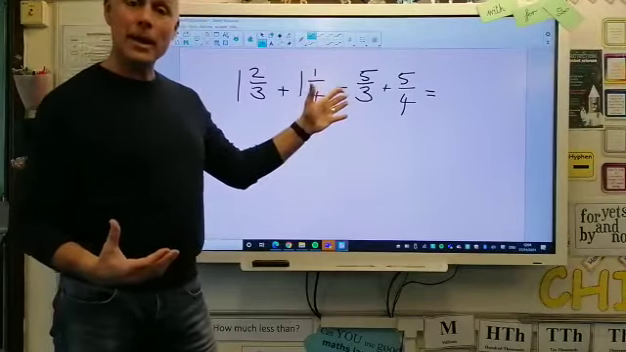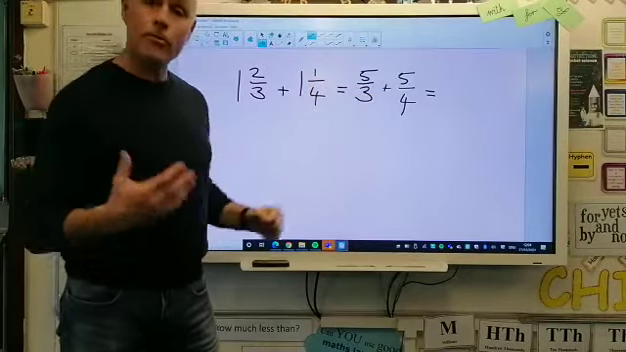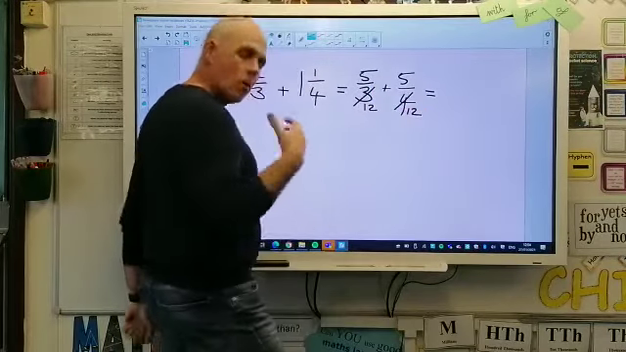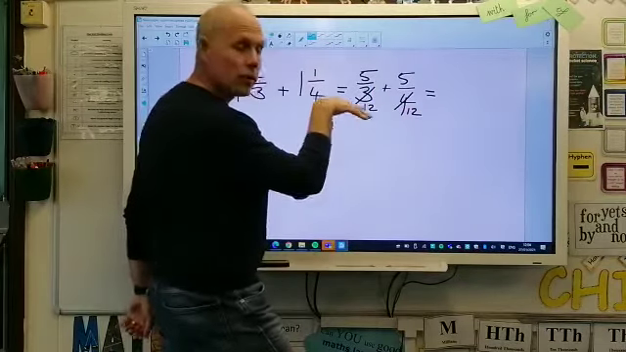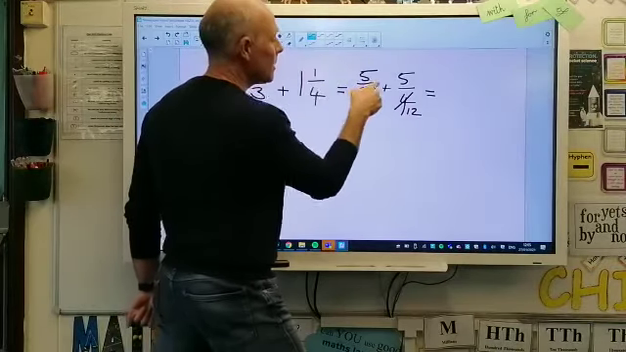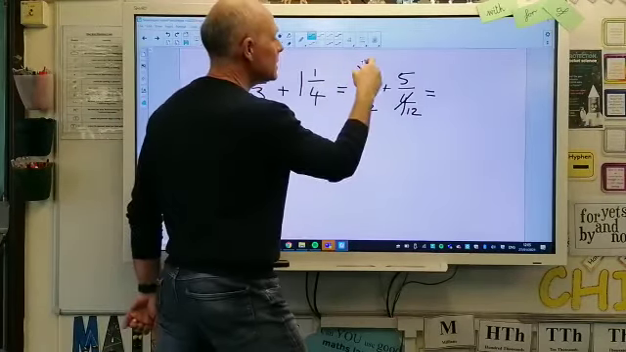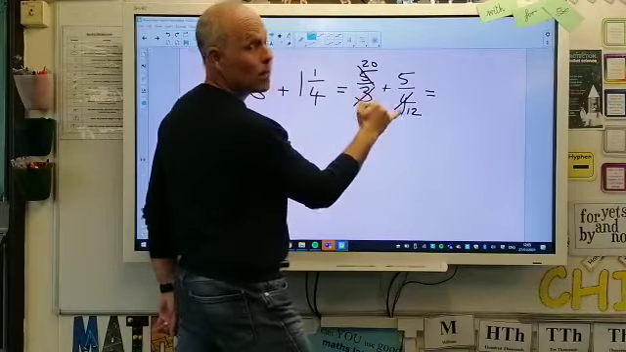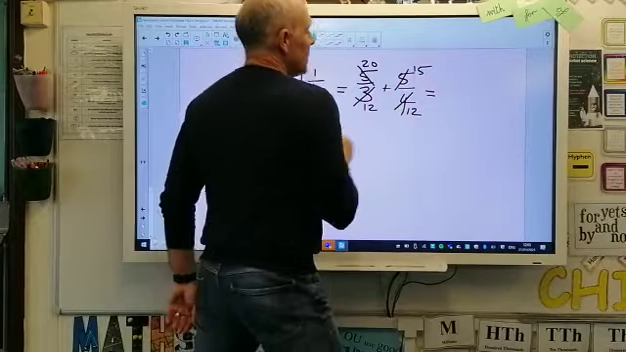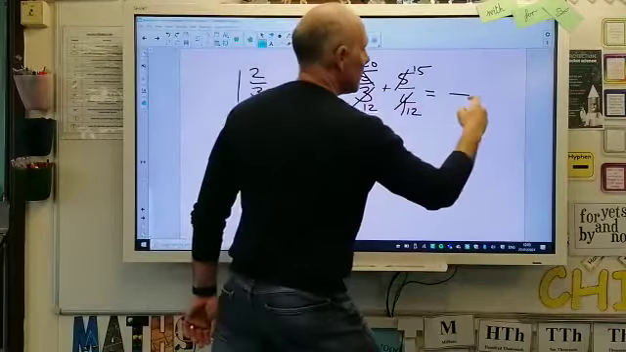Find the lowest common denominator. In this case, 3 times 4 is 12. Whatever you do to the bottom, do to the top. So we multiply 3 by 4, so multiply 5 by 4. 5 times 4 is 20. Here we multiply 4 by 3, so 5 times 3, 15. Well done. Now we can write it out.